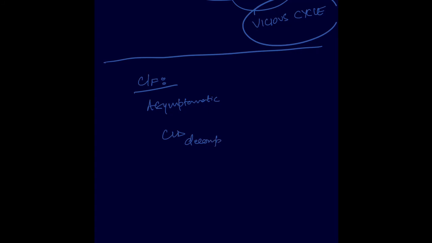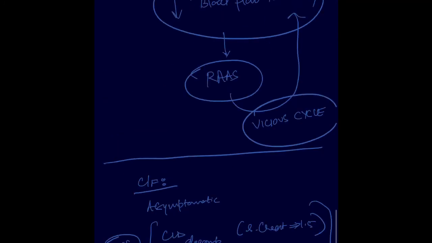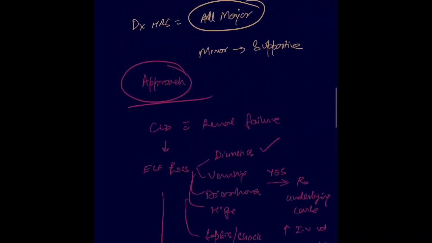Okay, so this is how HRS develops. Now coming on to the clinical features, always remember that patients are mostly going to be asymptomatic. That is, a CLD patient came to you with decompensated CLD, you got serum creatinine levels and you found that they are more than 1.5. Okay, so this is how you most commonly see HRS patients. Then you work up, as we studied earlier, and then you make the diagnosis of HRS.